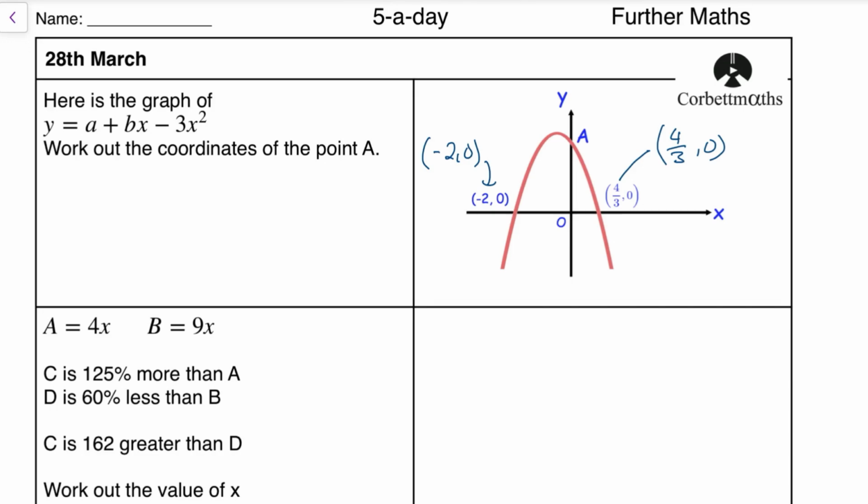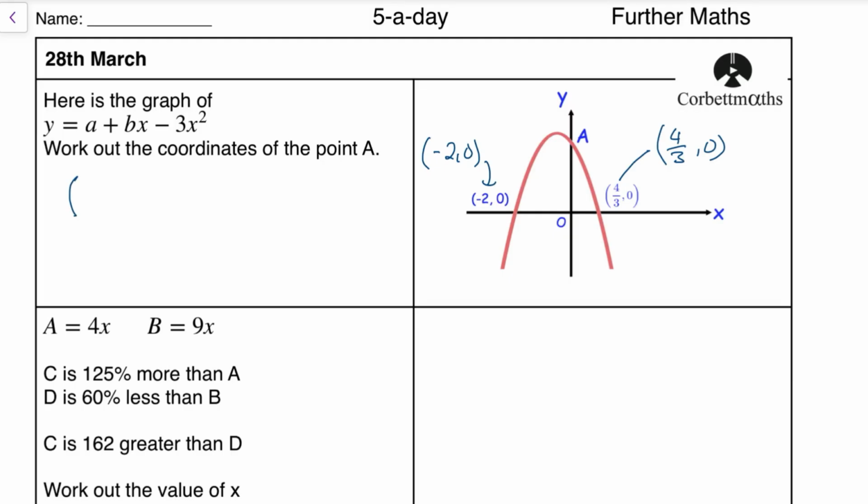Right, two ways of doing this. What I'm going to call the easier way and the harder way. And obviously the easier way is better. Both will work. The harder way is I put the x and y values into here and solve the simultaneous equation. Nothing wrong with that whatsoever. The other way is I remember that these are roots.